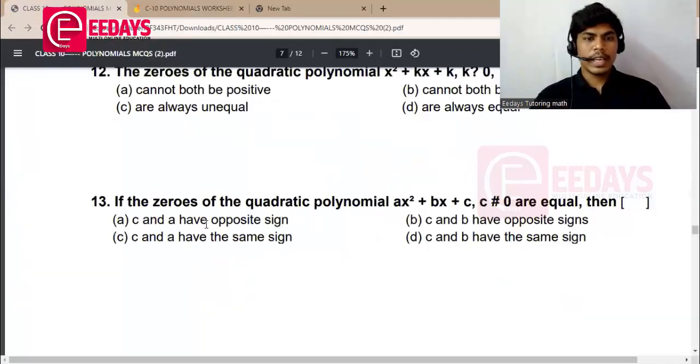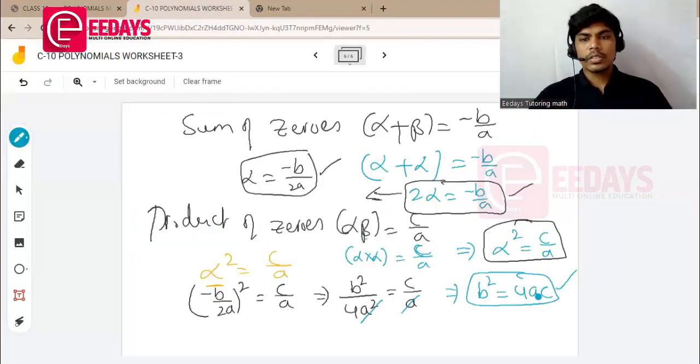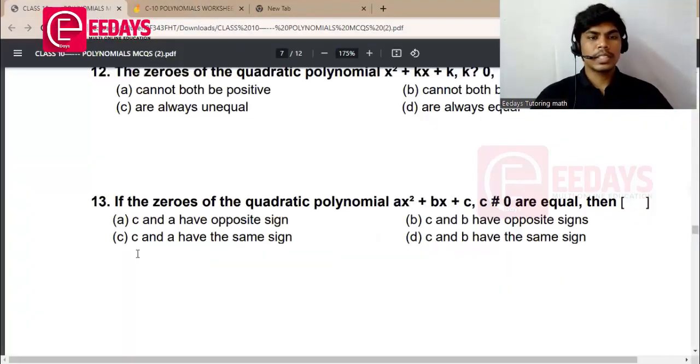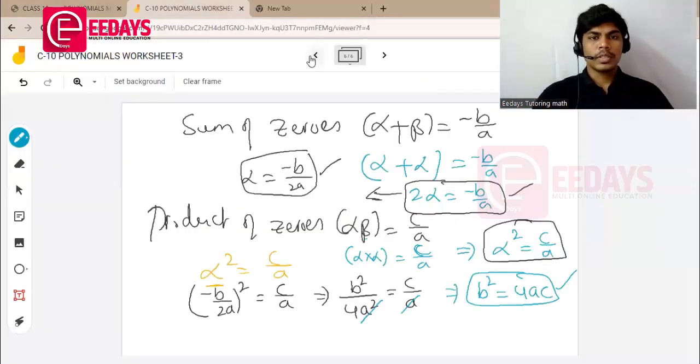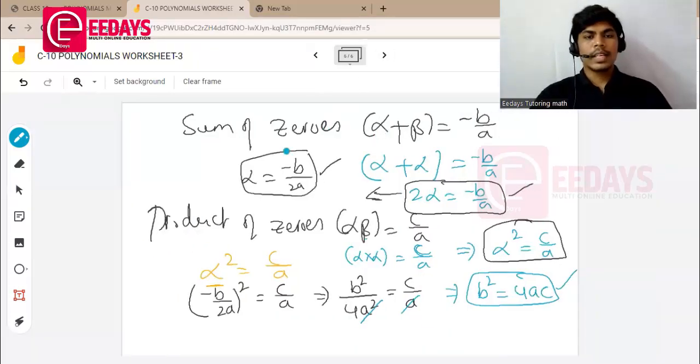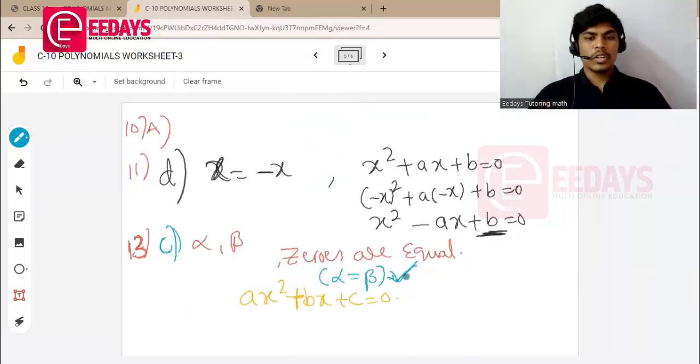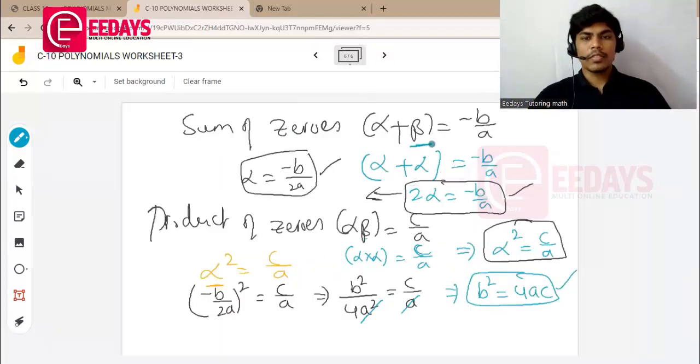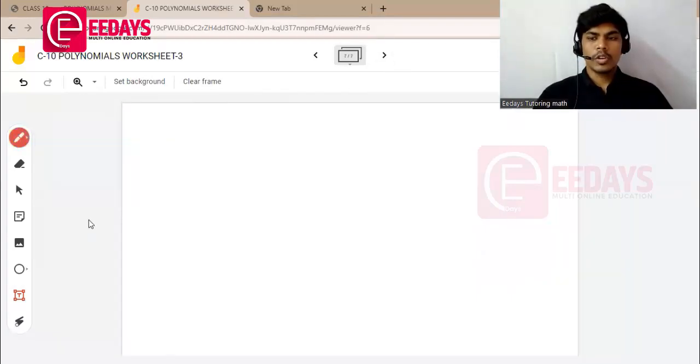So they said c and a have opposite sign, or c and a have same sign. So c and a have same sign. That's why option C is the correct answer. Option C is the correct answer. They said both zeros are equal, alpha is equal to beta, then in the place of beta you can substitute alpha. Okay, let's move on to the next question.